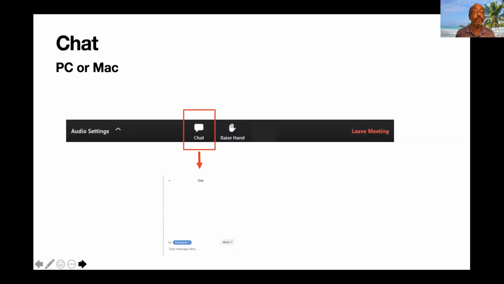For those of you who will be asking questions by chat, if you're on a PC or Mac, there's a button just to the left of raise hand that opens up the chat window and allows you to type in the chat. And unlike last Sunday, I listened to the feedback, and everyone will be able to see everyone else's chat this time around. So I hope that works well for everybody.